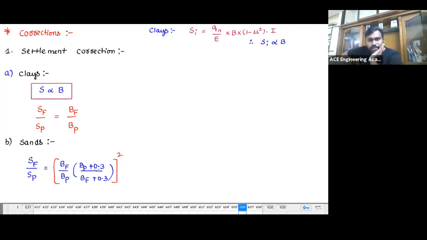Okay, so this is the settlement correction. In the case of clays, the settlement S is directly proportional to B, but in sands, SF by SP is equal to BF by BP into (BP plus 0.3 by BF plus 0.3) whole square. Hope you understood. Next, second one, bearing capacity correction.